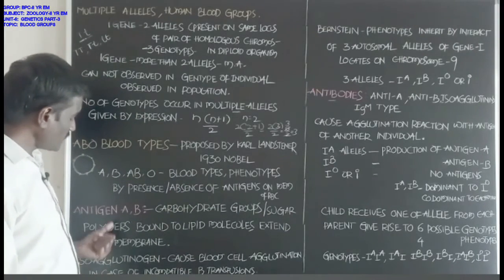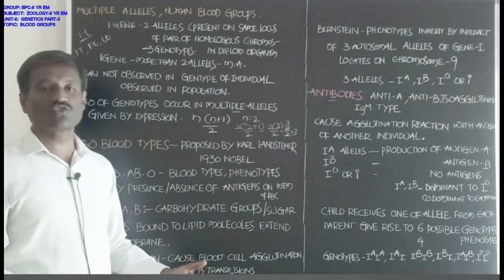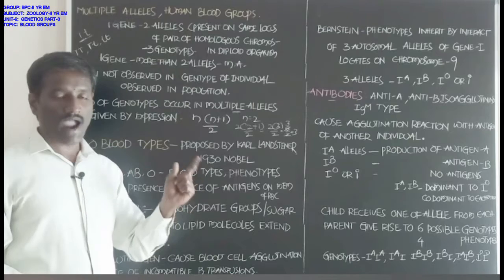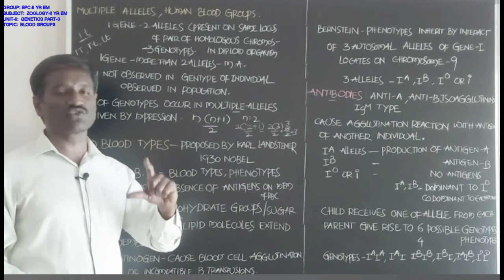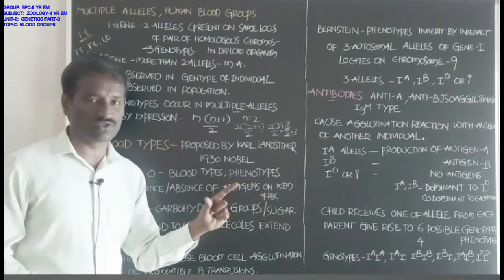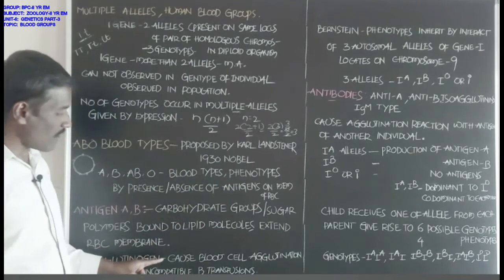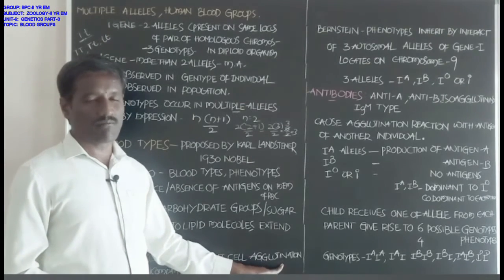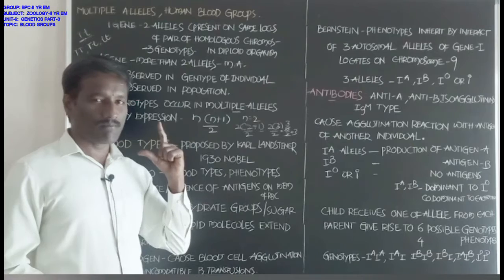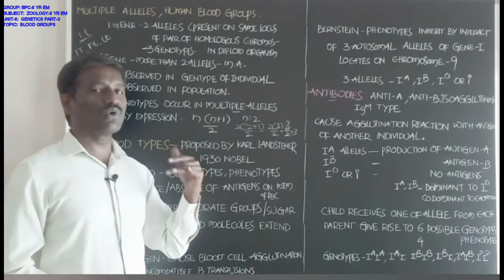These antigens are also called isoagglutinogens. Blood group antigens present on RBC are also called isoagglutinogens. Why are these called isoagglutinogens? Because blood cells present in the body fluids go to agglutination.